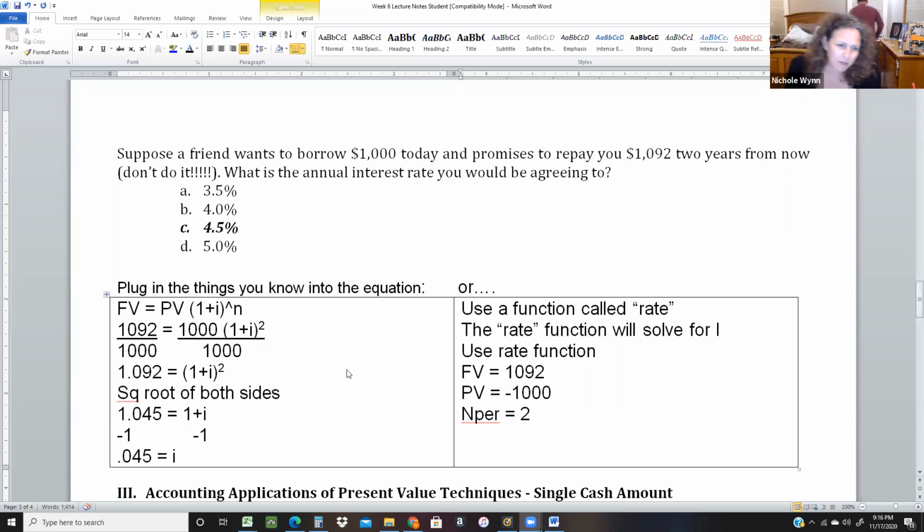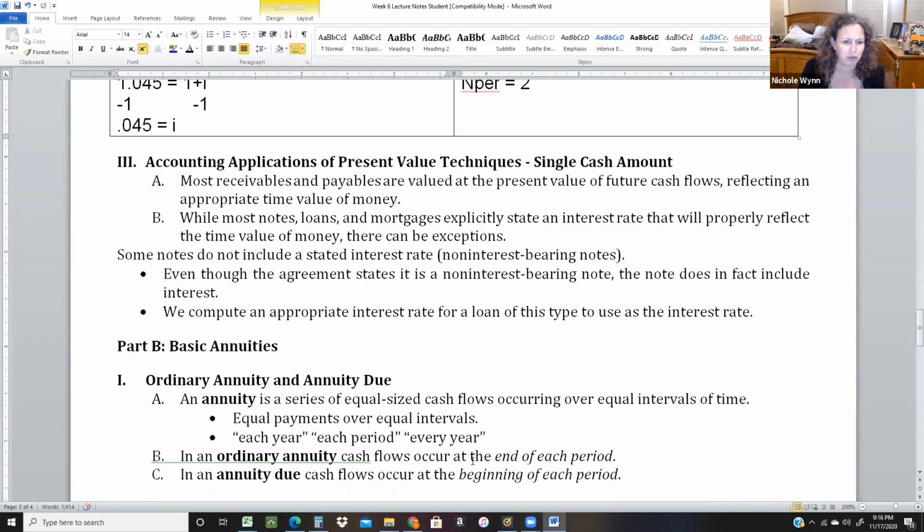We were finding an unknown between any of our items: present value, future value, I, and N. We were finding the I, so we used the rate function. There's also a function for NPER, and functions for present value and future value. So you can find any of those unknowns, and that'll help you guys with the homework.